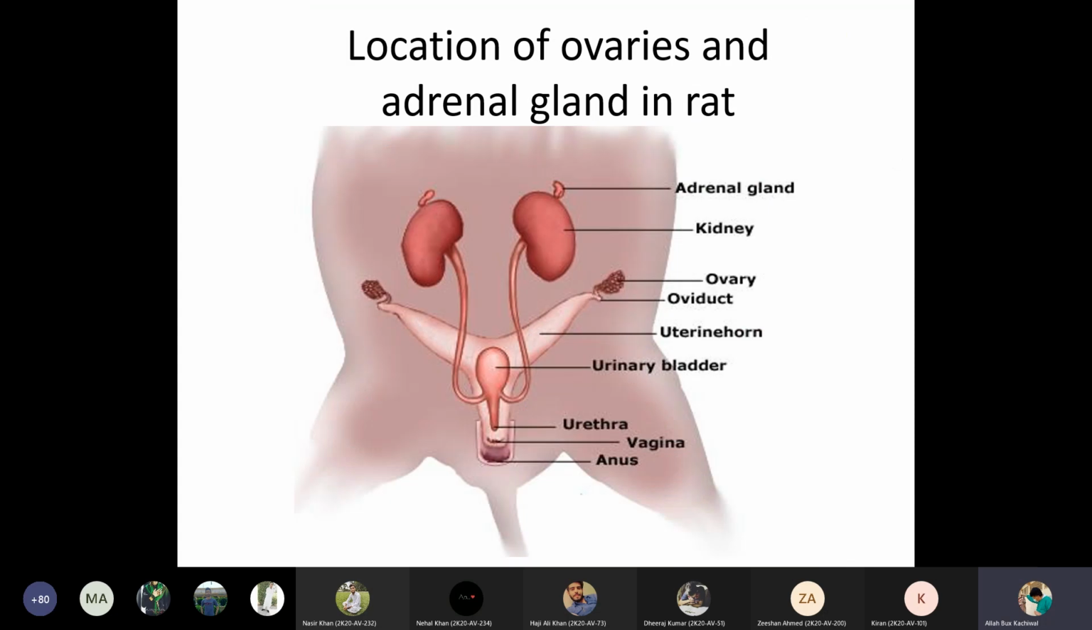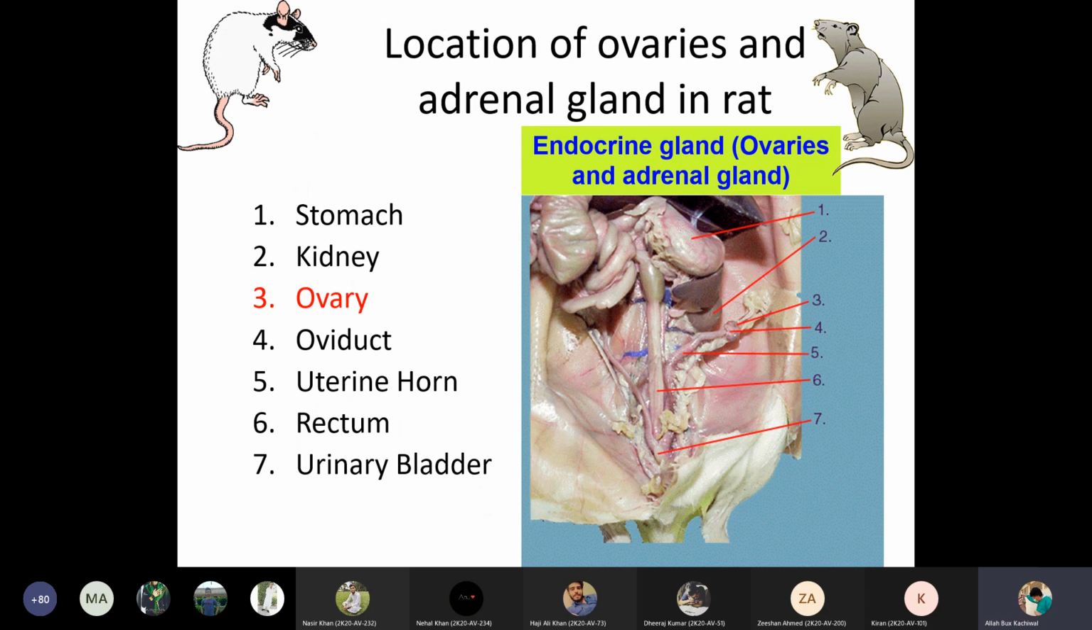Whereas the location of the ovaries and adrenal gland, the adrenal gland is above the cortex of the ovary. Ovary is like a Y-like structure, having a oviduct, uterus, uterine horns, as well as a uterine body, cervix and urethra, vagina, and anus is the digestive system portion. So this adrenal gland and the ovaries act like the endocrine gland. Whereas the location of the ovaries and the other glands, like stomach is present at point of 1, whereas the kidney is present at point 2, and the arrow is showing number 2 is a kidney, whereas the ovary is present at the number 3.